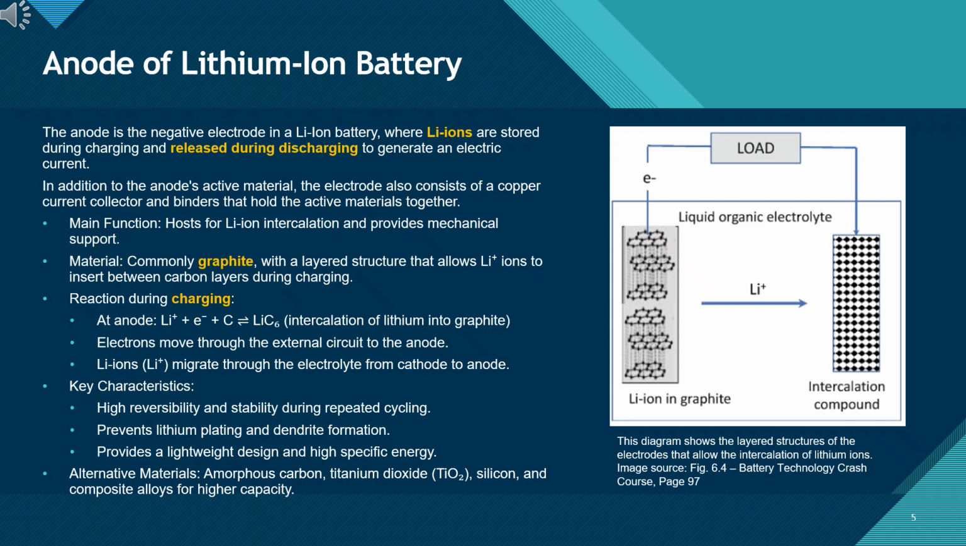Graphite is the most common anode material because its layered structure allows lithium ions to move in and out easily, maintaining stability and long cycle life. The anode also includes a copper current collector and binders to hold the material together. Alternative materials like silicon or titanium dioxide can store more lithium, but graphite remains the standard due to its balance of safety, cost, and durability. The diagram here shows how lithium ions travel through the electrolyte and insert into the graphite layers, the foundation of how modern lithium-ion batteries operate.